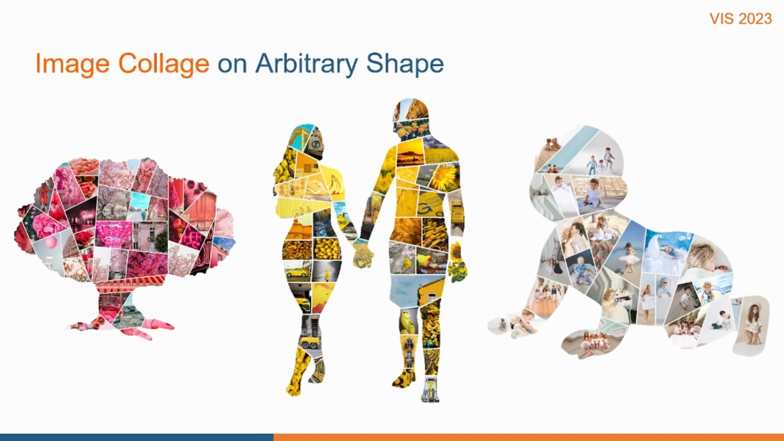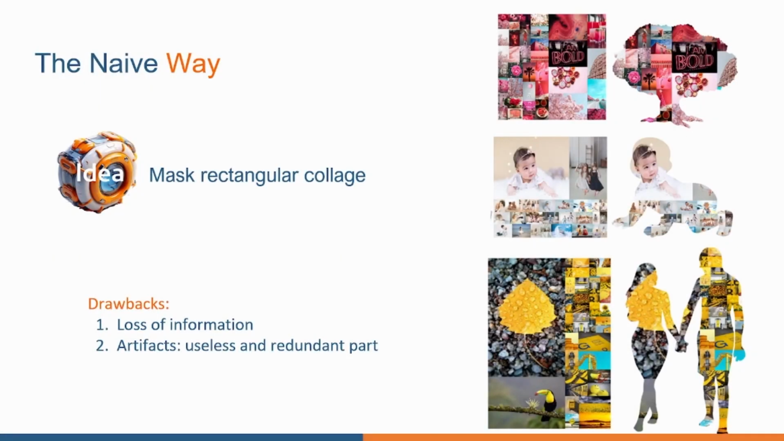These are the results created with our method. The layout can be any shape. The content of the images is clearly visible. The images are arranged sensibly on the canvas. A possible way to achieve these results is by applying a mask to a rectangular collage.